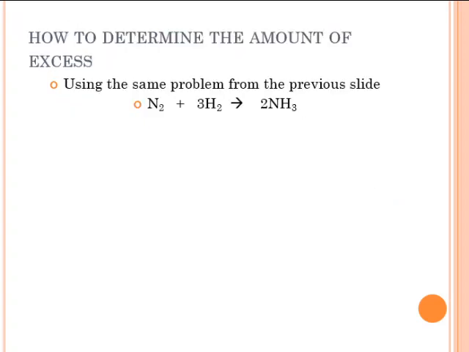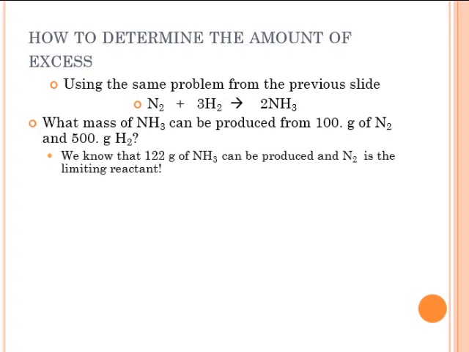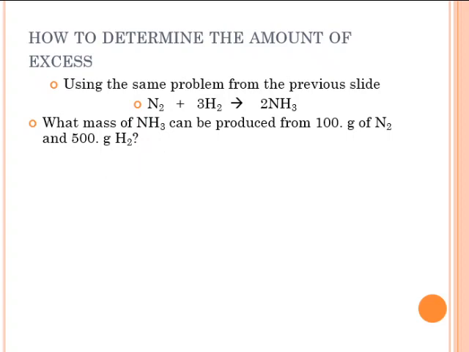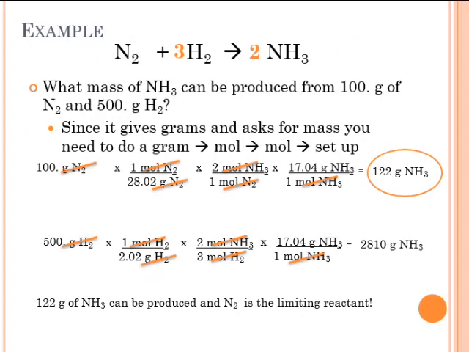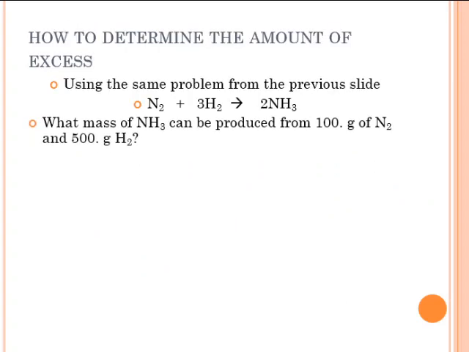Let's look at, I believe we have one more. So there's our balanced equation again. And it says, what mass of ammonia will be produced from 100 grams of nitrogen and 500 grams of hydrogen? So we know, because we're going to determine now the amount of the excess, if you remember from our last one, nitrogen was our limiting, but look at all this hydrogen. We had a ton of it, so this is our excess. So we're going to figure out how much of that excess we will have left, okay?